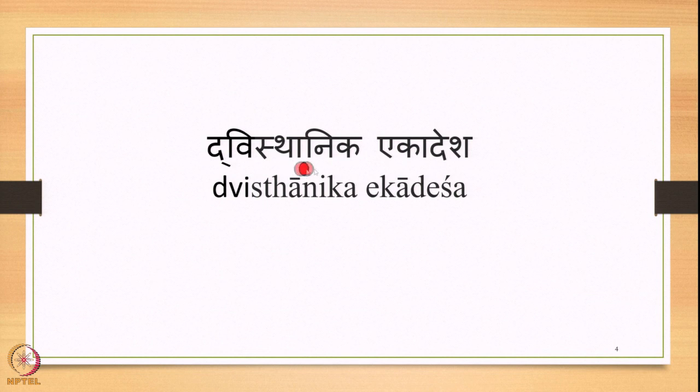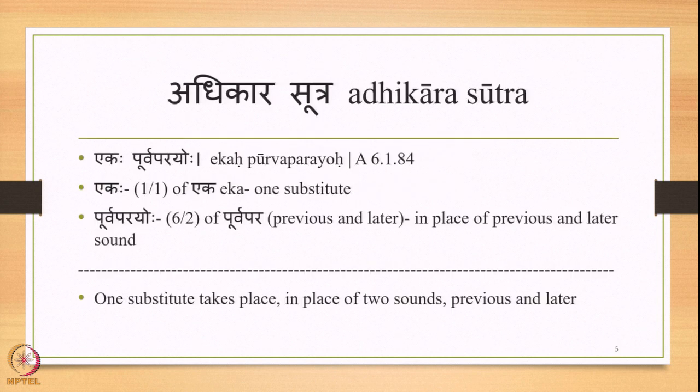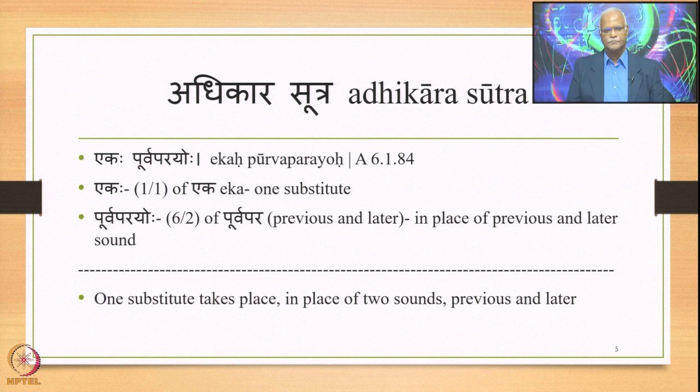The next classification is dvisthanika ekadesha, where you have two substituents and one substitute. Dvisthānika ekādeśa, two substituents and one substitute. This is being stated by the adhikāra sutra ekah pūrva parayoho, which contains two words, ekaha and pūrva parayoho.